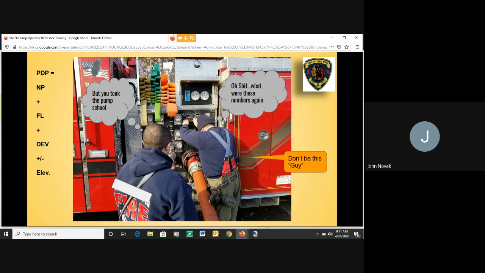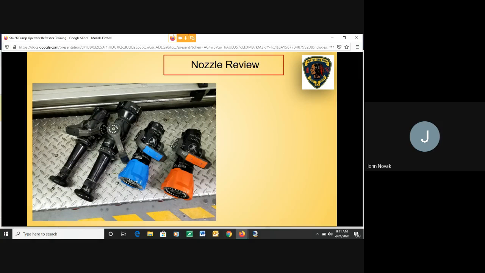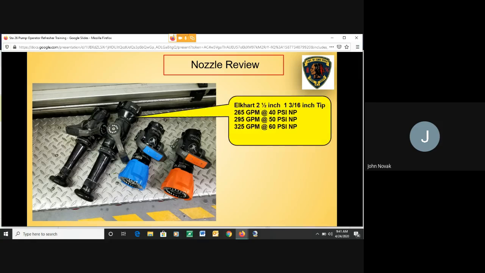So moving on, nozzle review. All right, so here we go with the new Elkhart Brass nozzles that are in service now. Last year under Chief Bruce Miller, he purchased the smoothbore nozzles. The one was the Elkhart Brass 2.5-inch nozzle, 1 3/16 tip. Kind of new to us because we were used to the stack tips, but I think it's a great advancement for us. I think it's going to serve us well.